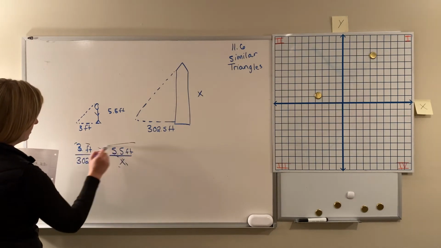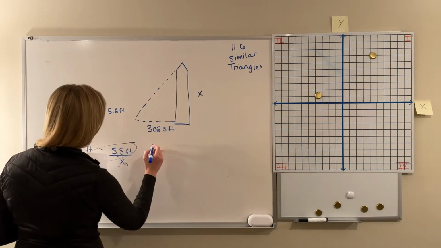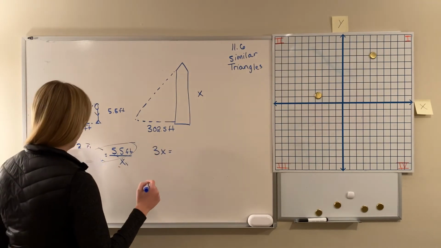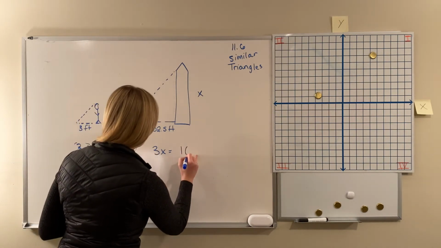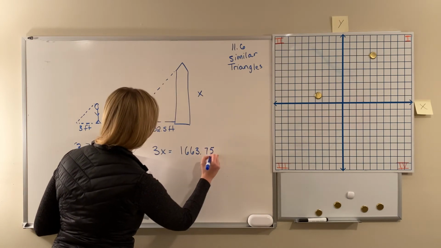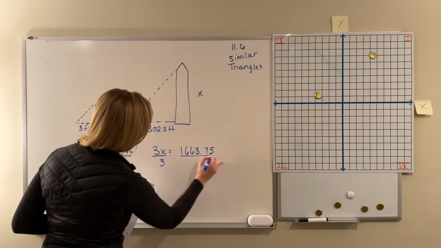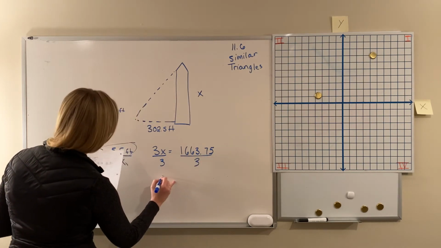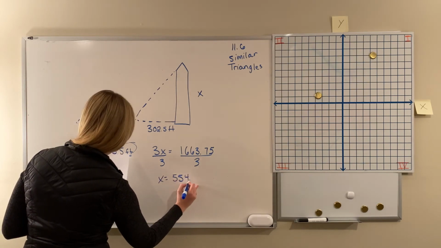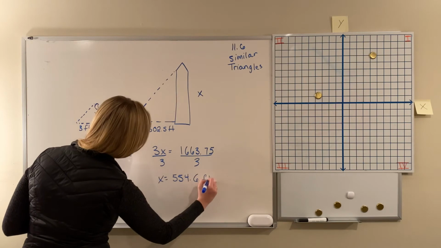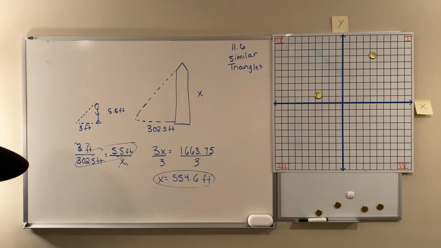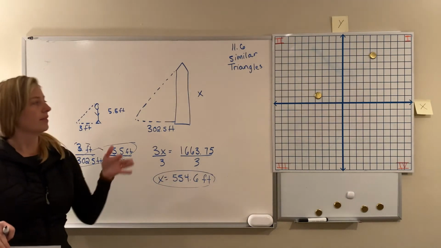And we get 3x is equal to 302.5 times 5.5, which is equal to 1,663.75. Then we're going to divide 3 out onto both sides, and we find out that x is equal to 554.6 feet. So we were able to use our cross products to solve for the unknown value. So that's it for the practice problems.